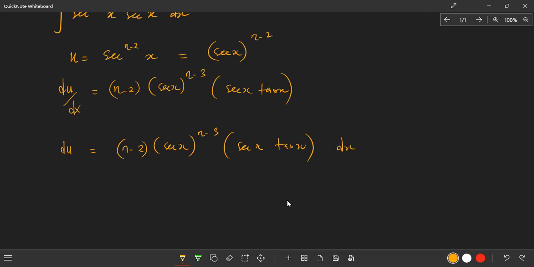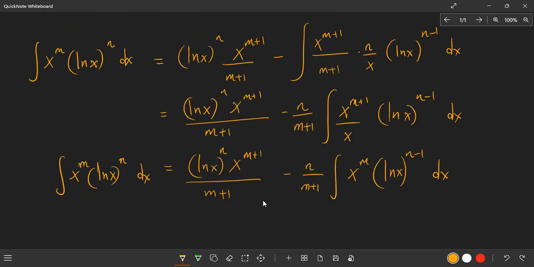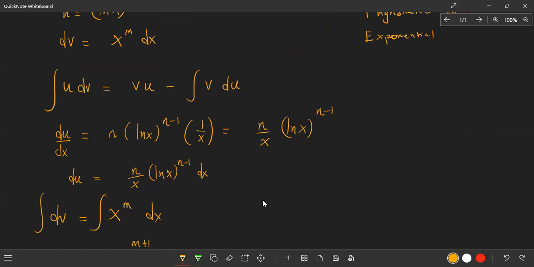Now we can do a bit of manipulation here, I think. But it's fine, let's just keep it the way it is at the moment. Now let's go and replace this in the integration by parts formula. Remember the integration by parts formula is uv minus the integral of v du. So let's replace that.